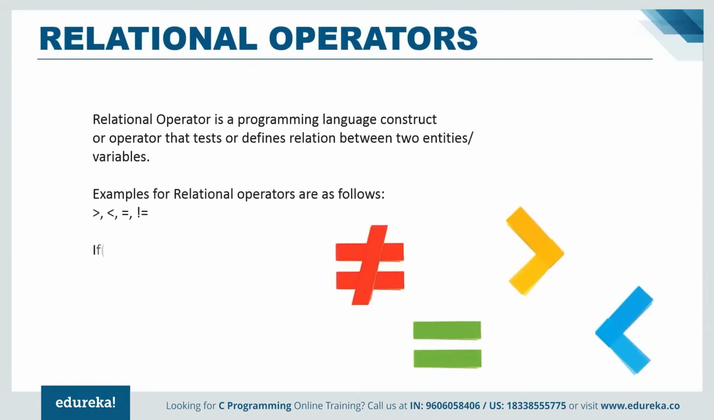A relational operator is a programming language construct or operator that tests or defines the relation between two entities or two variables. Examples of relational operators are greater than, less than, equals to, and not equals to. Let us understand relational operators in a better way. Relational operators are generally used between two or more variables. If you had to find the greatest among two values, for example, consider a = 10 and b = 20. Now, the user wants to know which is the greatest variable. Then you will apply an if condition and declare the two variables inside it, as shown here. If a is less than or equal to b, then a particular statement or code segment will be executed. This condition will be true only if a is less than or equal to b.